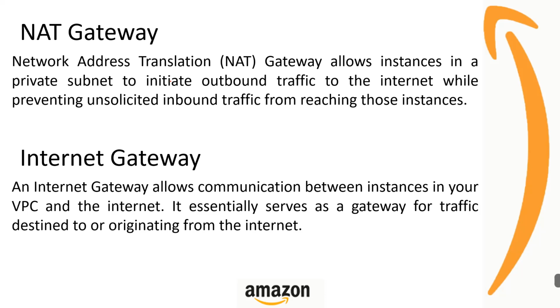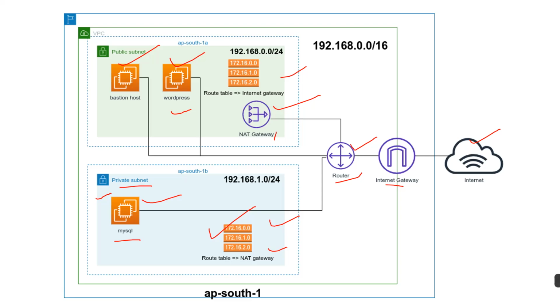Let's understand the internet gateway. What is the internet gateway? An internet gateway allows communication between instances in your VPC and the internet. It essentially serves as a gateway for traffic destined to or originating from the internet. You can see here the internet gateway. This is the internet gateway, right?